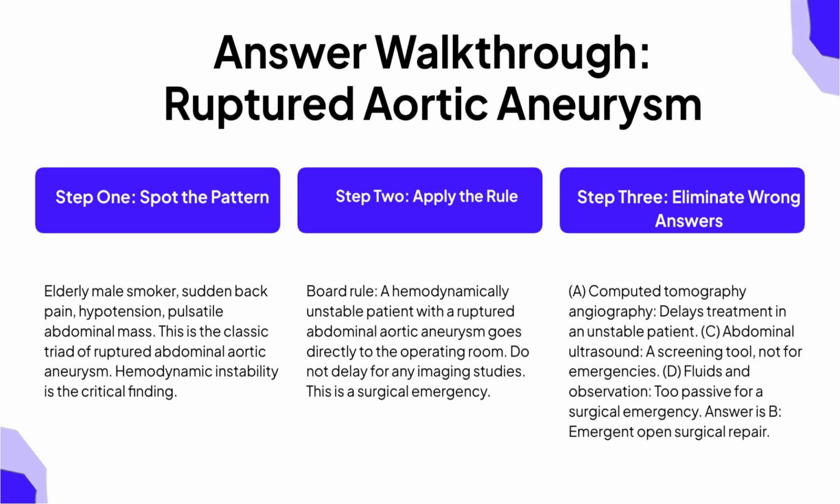Step 3. Eliminate wrong answers. Choice A, computed tomography angiography, would be appropriate if the patient were hemodynamically stable, but this patient has a blood pressure of 80/50. Choice C, ultrasound, is a screening tool not appropriate in an emergency. Choice D, fluid resuscitation with serial exams, is too passive for a surgical emergency. The correct answer is B, emergent open surgical repair. Review the vascular surgery chapter in your surgery references for more detail on the management algorithm.